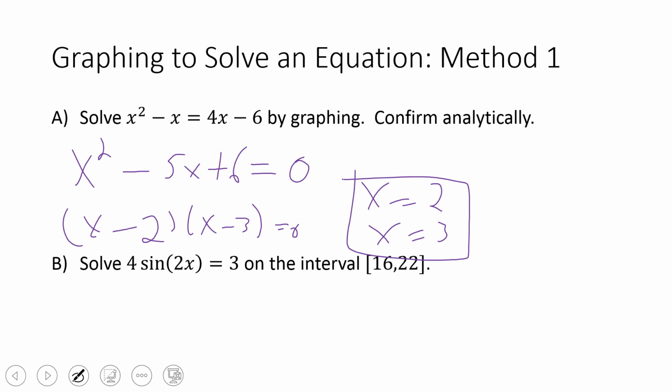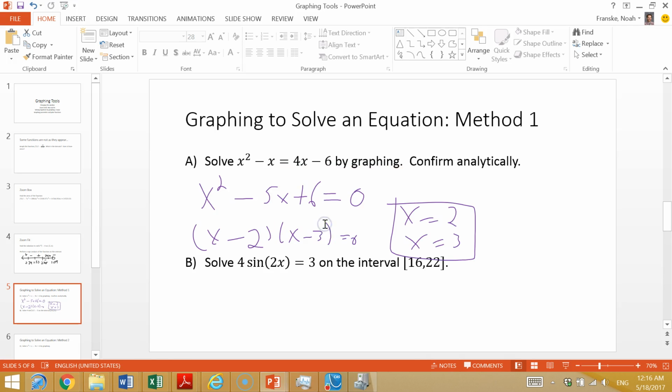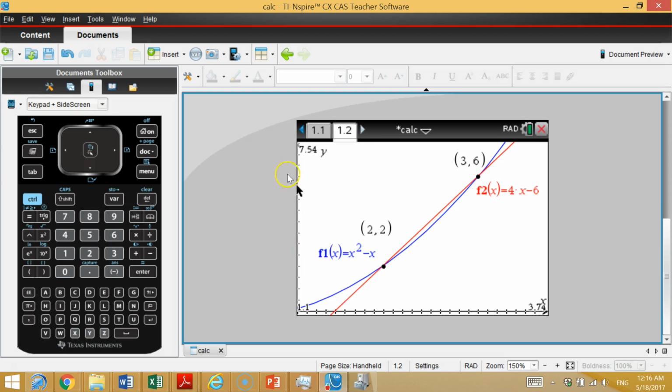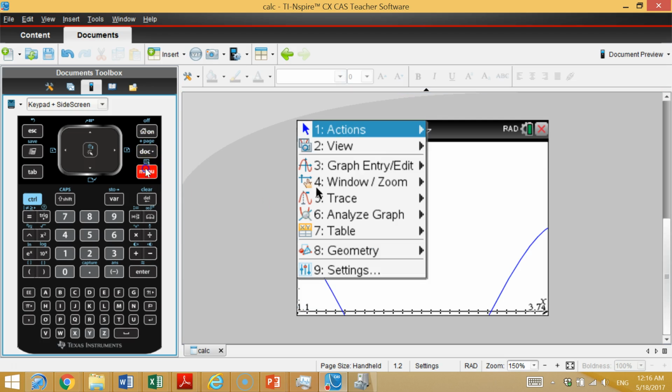All right, let's look at the next one. We're going to solve 4 sine of 2x equals 3 on the interval from 16 to 22. Interesting. Well, let's graph both sides. So I'm going to graph 4 sine 2x. Get rid of this guy and this guy because we don't need those anymore. So we're going to do 4 sine of 2x. Hit enter and go to Zoom Standard again.